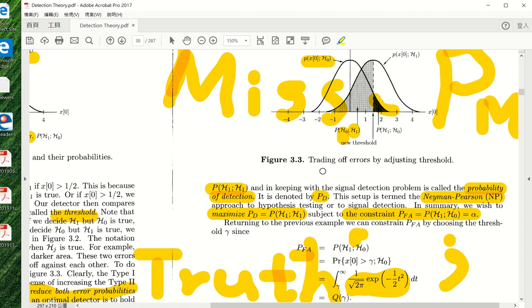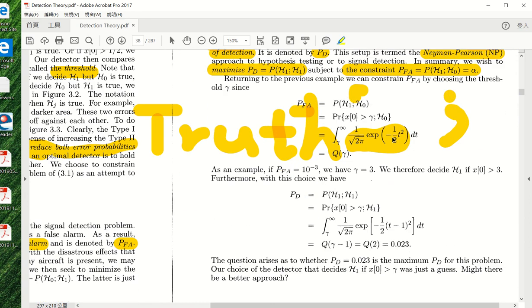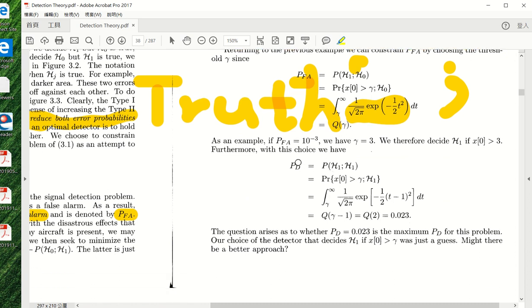As a result, we will have a Gaussian distribution, and then it has Q of gamma. As an example, if we like the probability of false alarm to be 10 to the minus 3, we have gamma equal to 3. The question is, how do you find Q of gamma equal to 10 to the minus 3, and yet you get gamma equal to 3?